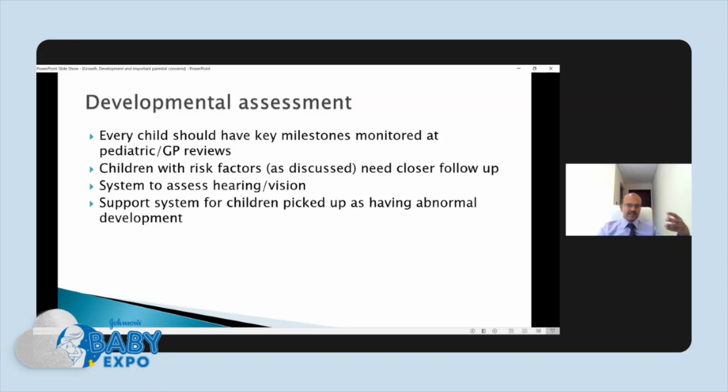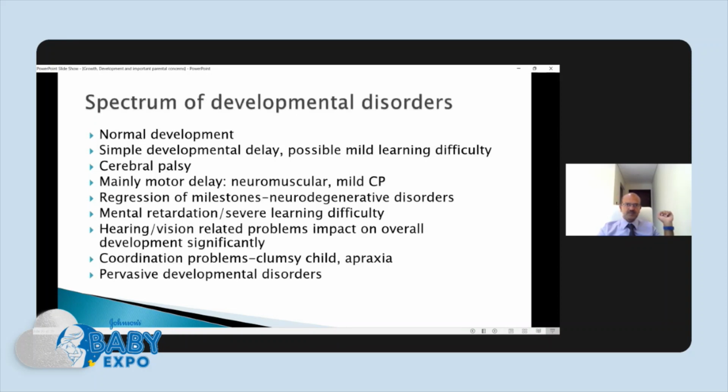Most children nowadays go to normal schools with additional support. We don't want to send them to special schools unless it's really difficult to manage them in a normal school. You have a big spectrum of developmental disorders. I will not be discussing them in detail, but you have, of course, a range of normal development. You have simple developmental delay and they may develop to be normal later on, or they may have a mild learning difficulty where we have IQ range of normal, and if they're slightly below the normal IQ range, they may learn slow, but they do function as reasonably normal adults.